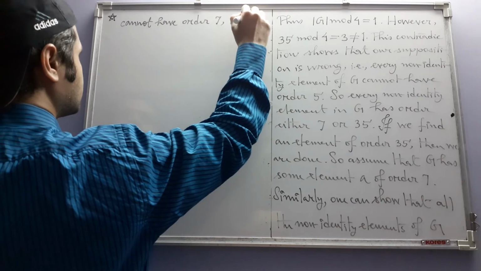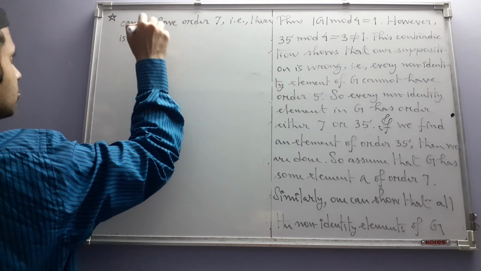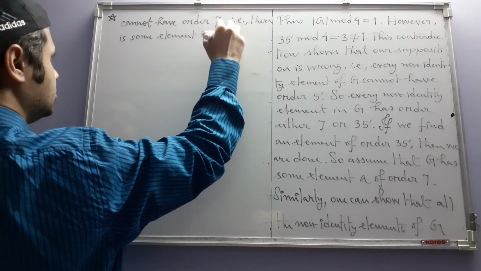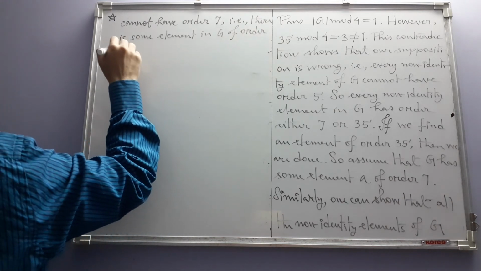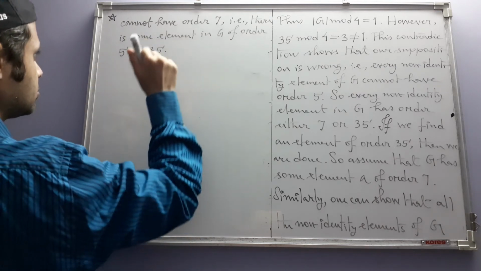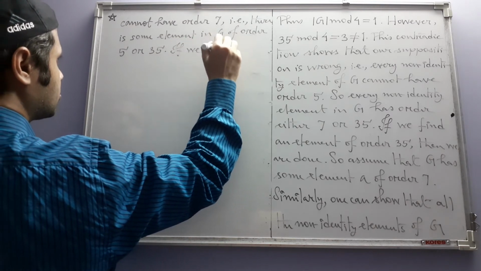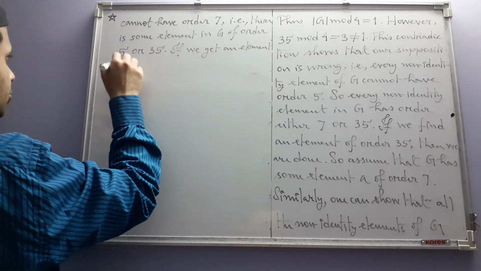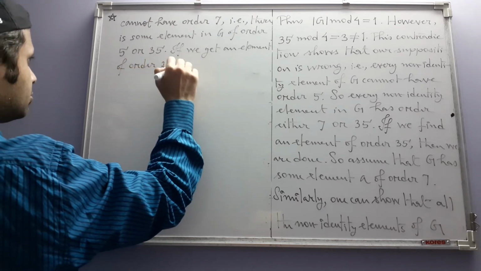That is, there is some element in G of order 5 or 35. Again, if we get an element of order 35, then we are done.